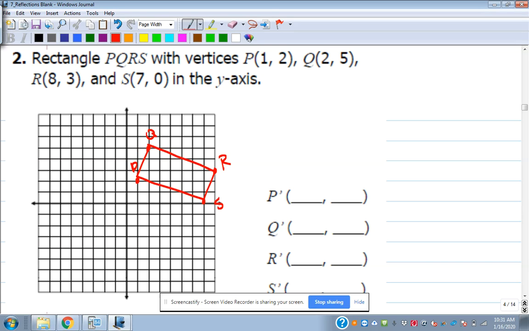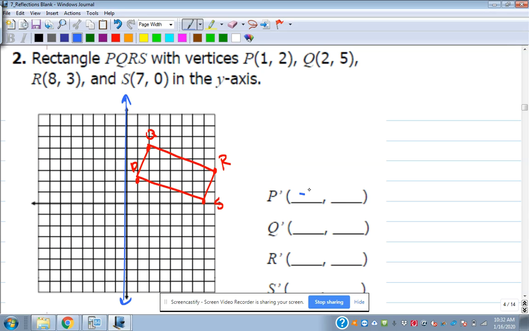And then if we're reflecting across the y-axis, that's our reflection line. What's the equation of the y-axis? The equation of the line that lies right on top of the y-axis. X equals 0 is the same thing. So if we reflect across the y-axis, what's going to change with the ordered pairs? All the x's are going to change signs.